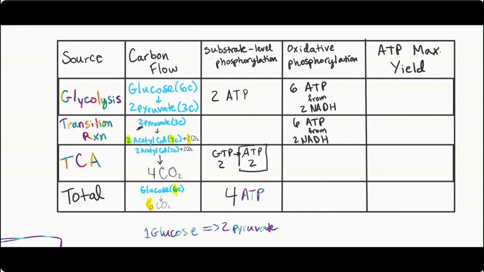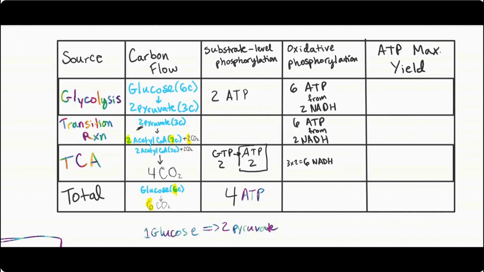Now here comes the busy part, the TCA cycle. This is where we get a lot of our electron carriers, right? This is where we get the bulk of our NADH as well as FADH2. So we have, from the TCA cycle, 3 NADH molecules per cycle, but remembering 1 glucose molecule results in 2 cycles. So 3 times 2 is 6, right? So we get 6 NADH molecules.